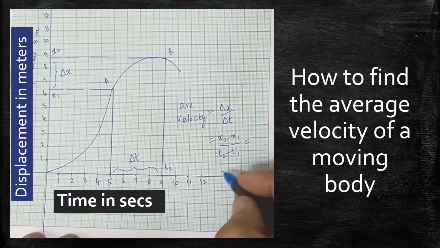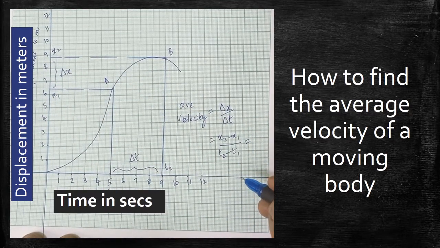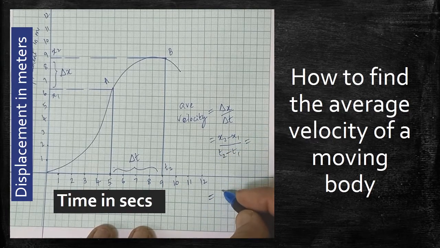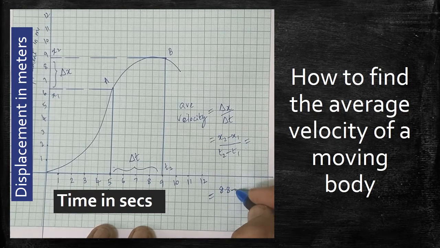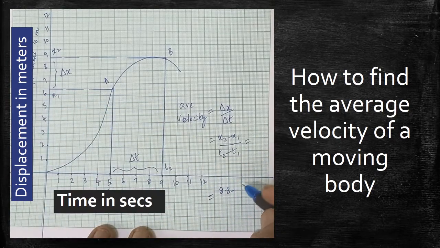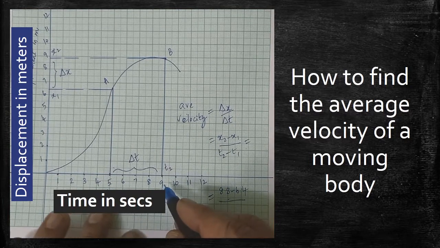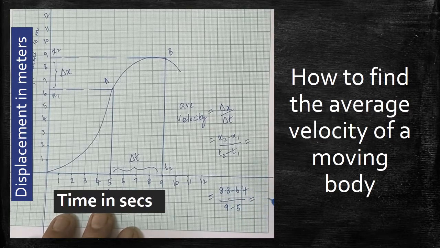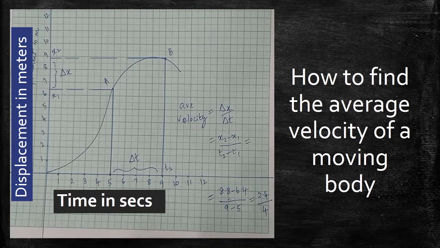Here x2 is 8.8. What is the value? 8.8 is the value. I will write it here. x2 is 8.8 minus x1 value is 6.4, whole divided by the time, 9 minus 5 must be written. 9 second minus 5 second. So in the numerator, what you will get? 8.8 minus 6.4 is equal to 2.4. 2.4 divided by 4. So this is the value.